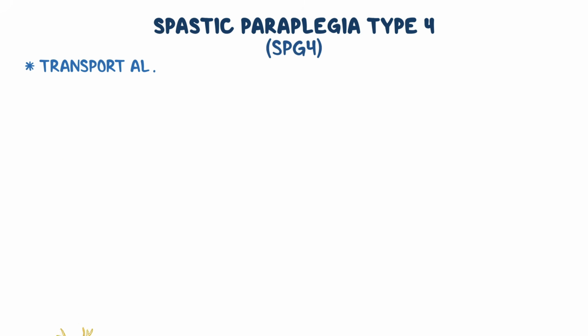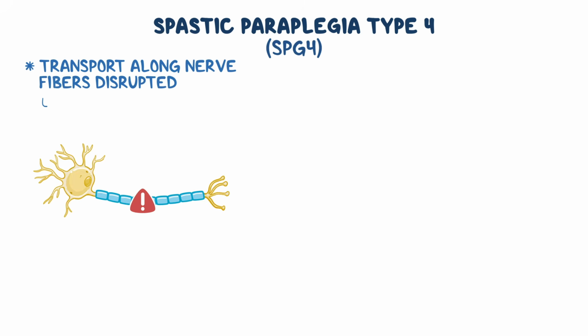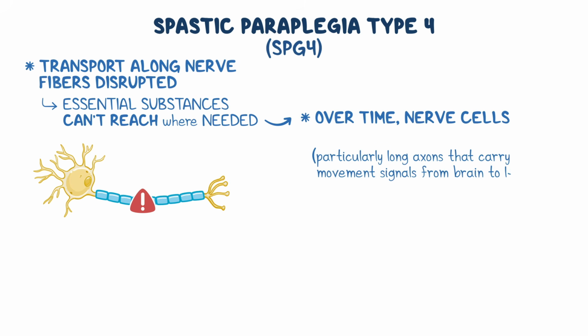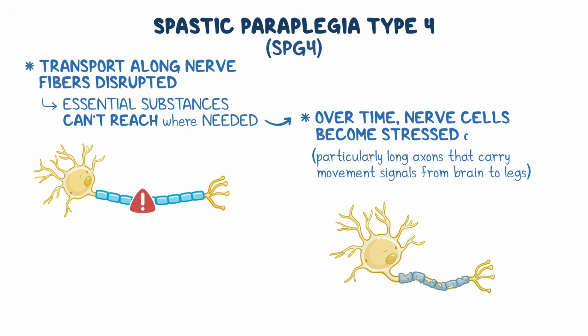When transport along nerve fibers is disrupted, essential substances like nutrients, signaling molecules, and waste products can't reach where they're needed. Over time, this causes nerve cells, and particularly the long axons that carry movement signals from the brain to the legs, to become stressed or damaged.